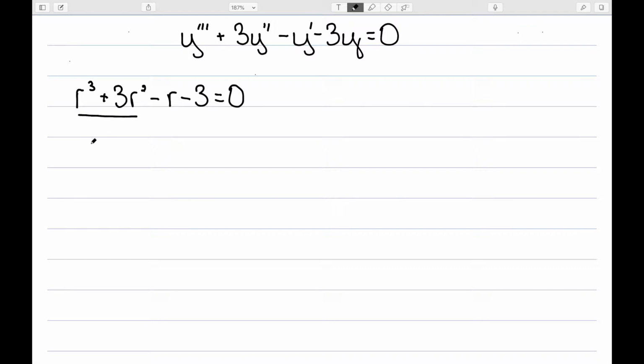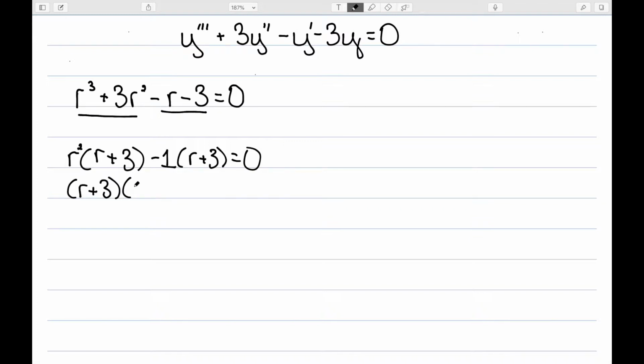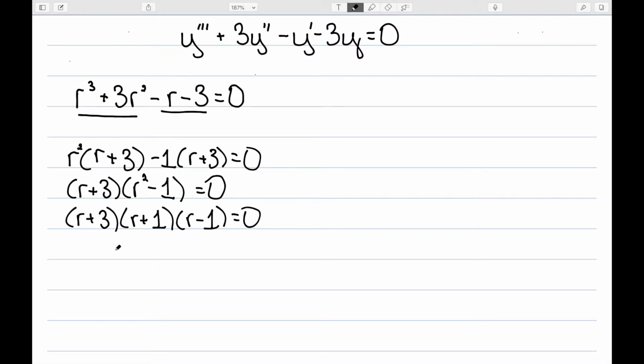If I look at my first two terms, they have an r squared in common, and I'm left with r plus 3. My next two terms have a minus 1 in common, and I'm left with r plus 3. We can now factor out the r plus 3. I'm left with r squared minus 1, and that term factors further into r plus 1, r minus 1. So here my values of r would be -3, -1, and 1.